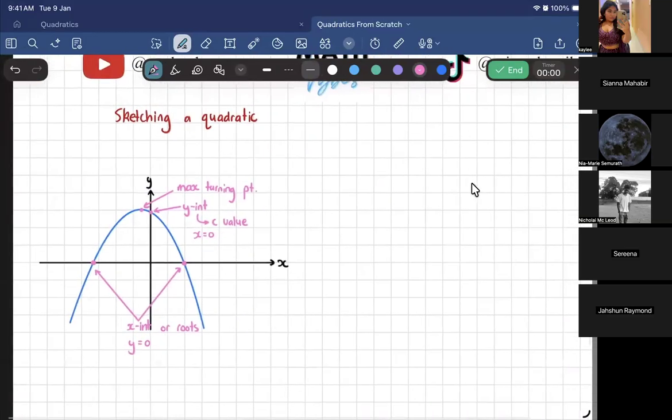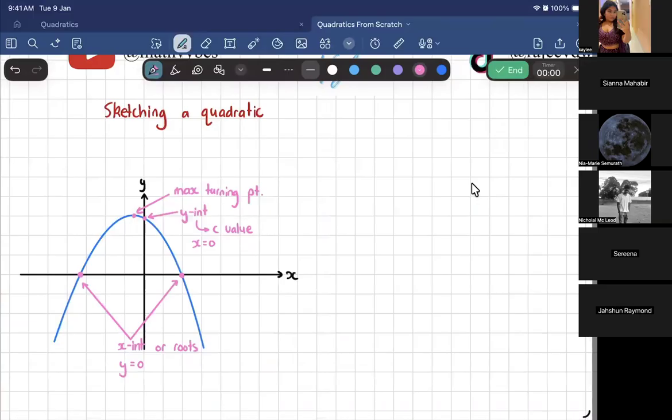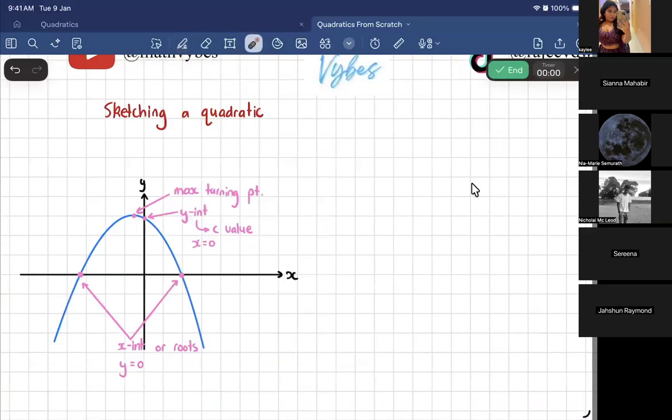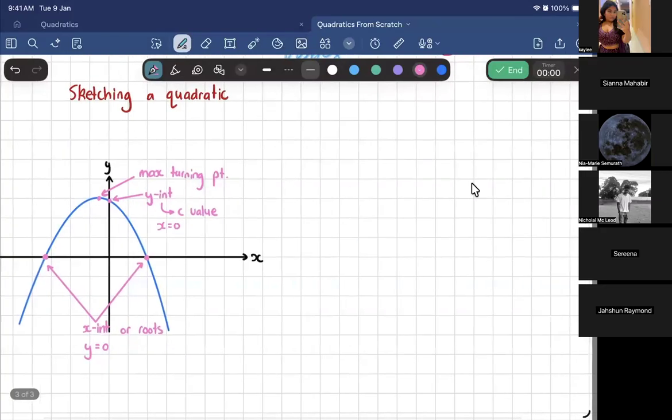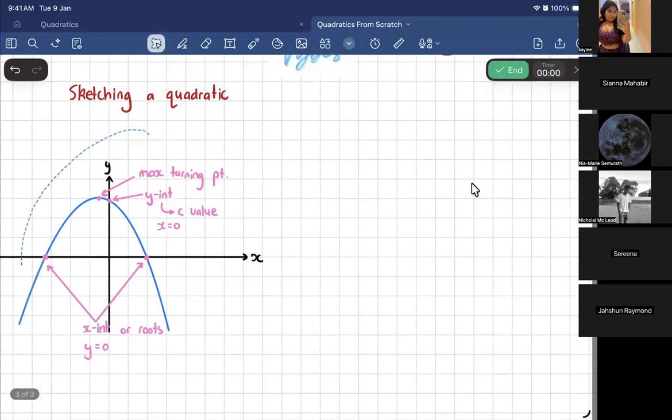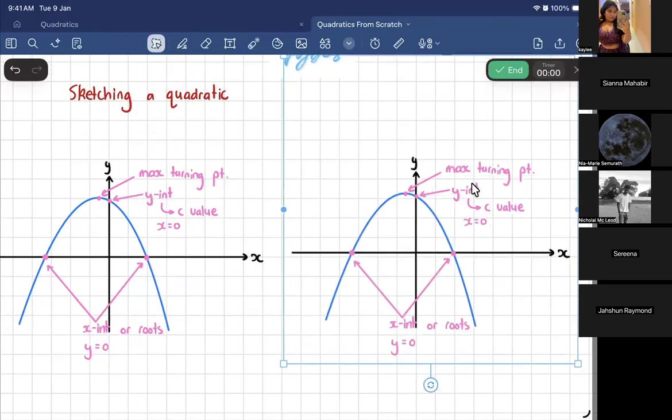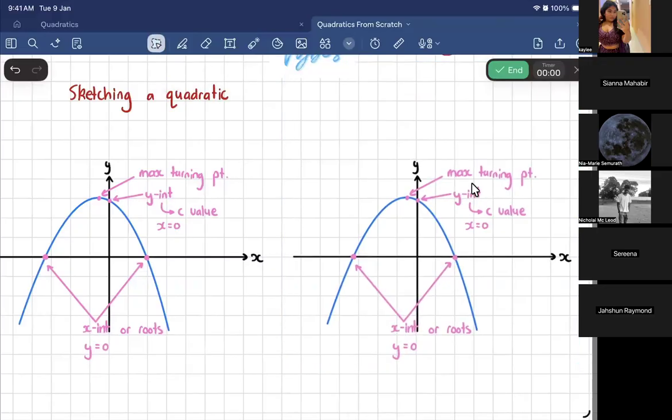Cool. So whenever you need to sketch a quadratic, you need to be able to tell them, okay, this is the maximum turning point, this is the y-intercept, these are the roots. You should be able to identify those things and find those things. So the very first thing we're going to find is the roots and the y-intercept. You need to be able to figure out those. So this is the graph for a maximum turning point. This would be the graph for a minimum turning point. Nothing is really going to change.